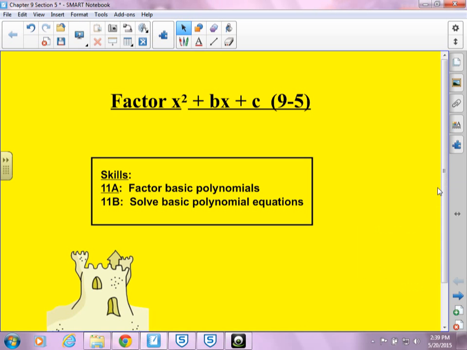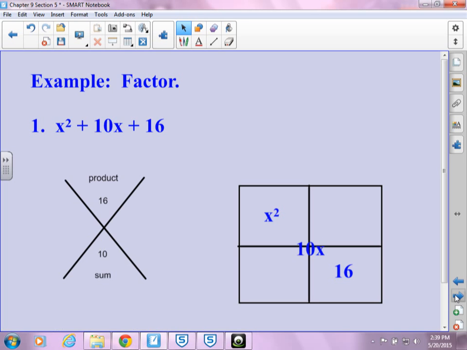Right, so today we're going to do section 9-5, but we're going to do part 2. And we're still looking at factoring basic polynomials. If you remember yesterday, we factored problems like this. I'm just going to go over the first one more time to help you remember what we did. If you remember, we brought back that x. You had a worksheet on that a while back.